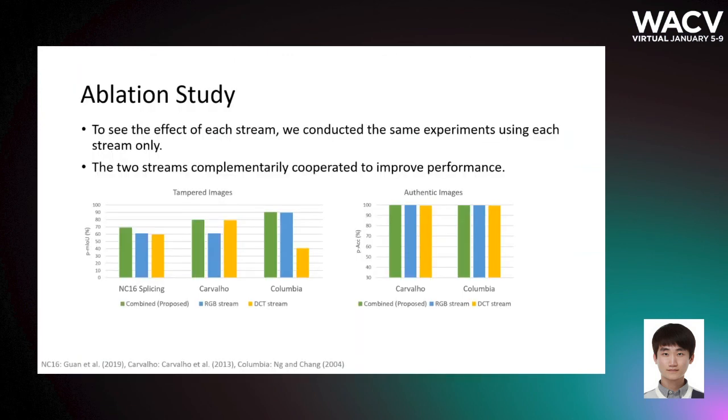To see the effect of each stream, we conducted the same experiments using each stream only. Cover hole images have compression artifacts, and so the DCT stream performs well. In contrast, Columbia images are not compressed at all, so the DCT stream cannot work, but with the help of the RGB stream, the combined model performs well. We can say that the two streams complementarily cooperated to improve performance.